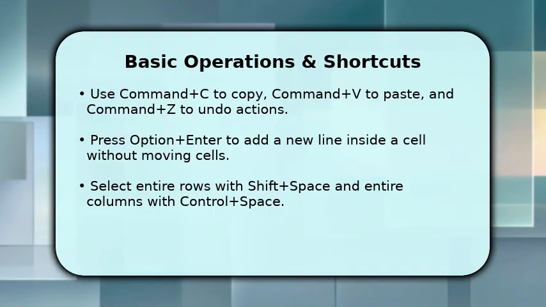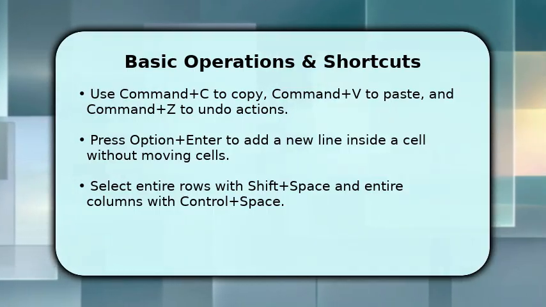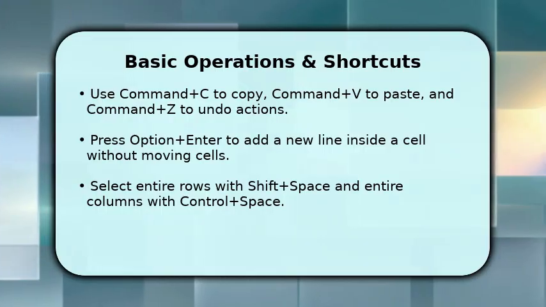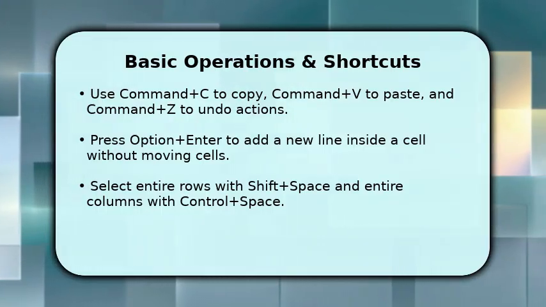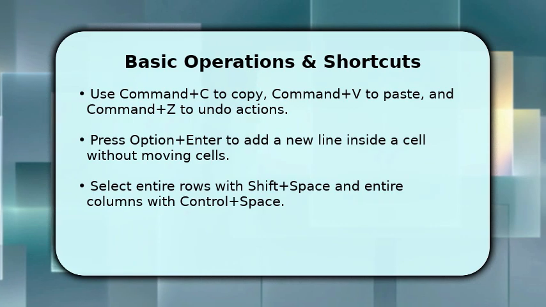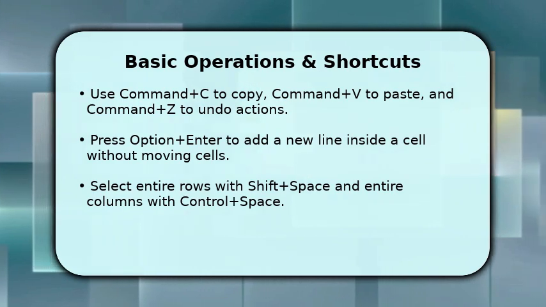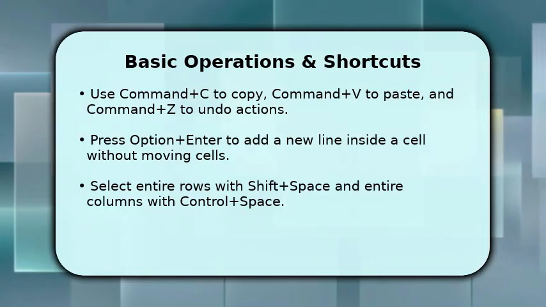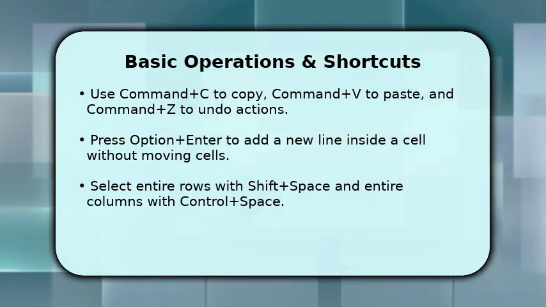Use Shift+Arrow keys to select ranges and Shift+Space to select an entire row. Use Control+Space to select an entire column, then press Command+T to format as a table. Learn these shortcuts to speed up navigation and data entry.